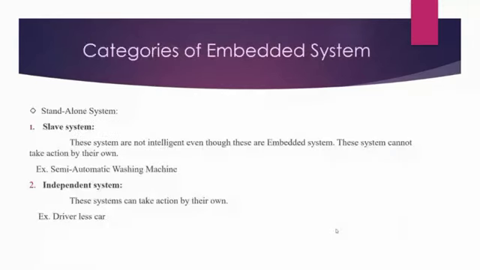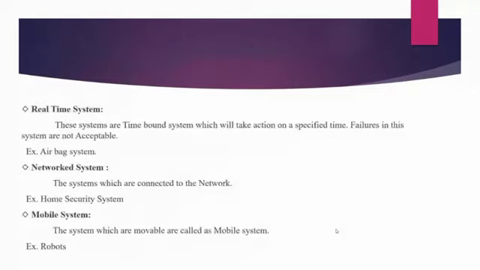Categories of embedded system are classified as four types. Standalone system. Again, further it is classified as slave system, independent system. Coming to the slave system, these systems are not intelligent even though these are embedded systems. This system cannot take action by its own. Example, semi-automatic washing machine. Coming to the independent system, this system can take action by its own. Example, driverless car. Coming to the real-time system, these systems are time-bound systems which will take action at a specified time. Failures in the system are not acceptable. Example, airbag system. Next, networked system. The systems which are connected to the network are known as networked systems.